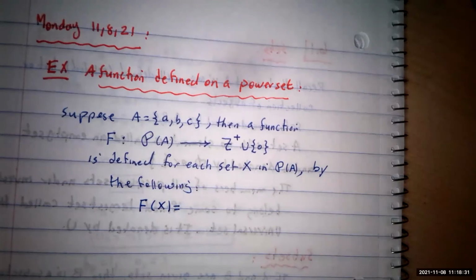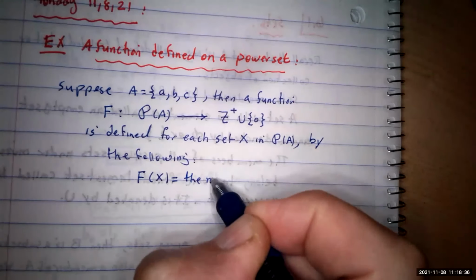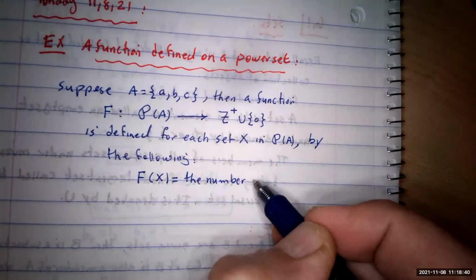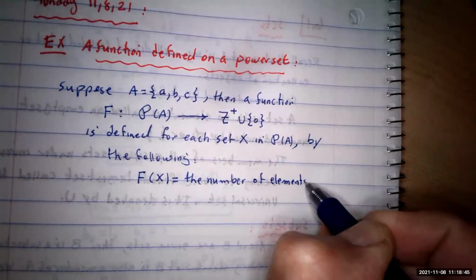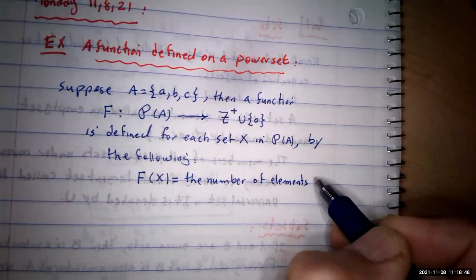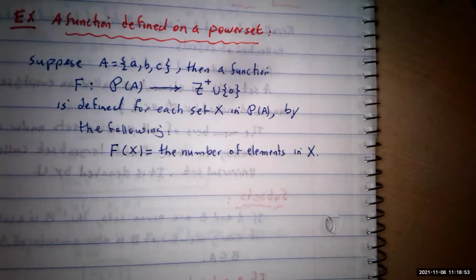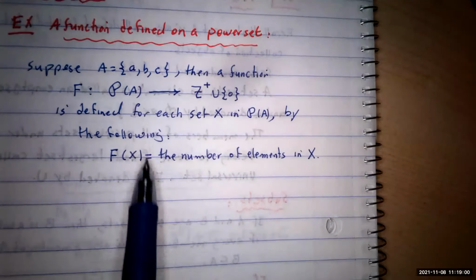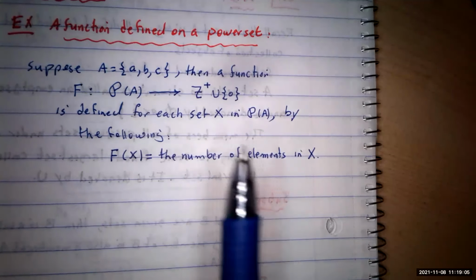f of x, where x is a set, is the number of elements in x. So if x has 2 elements, say x is the set of a and b, then f of x would be 2, because the number of elements in that set is just 2.